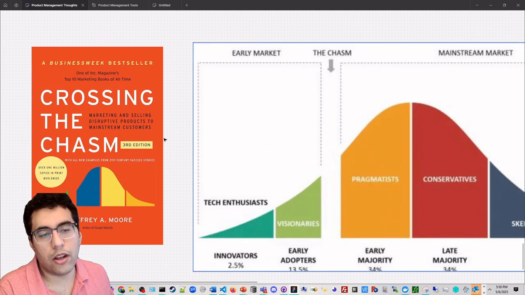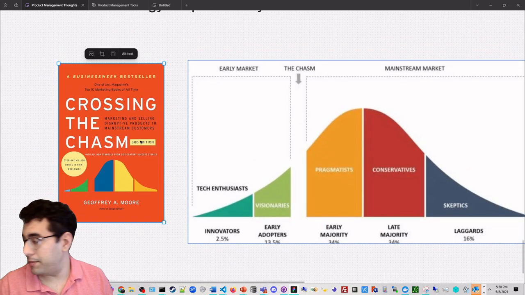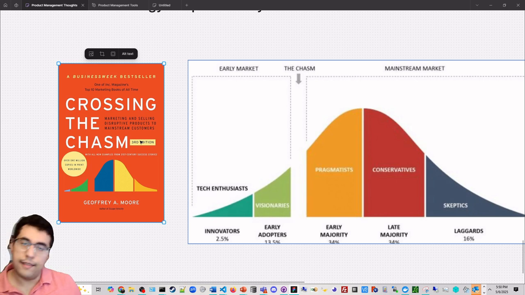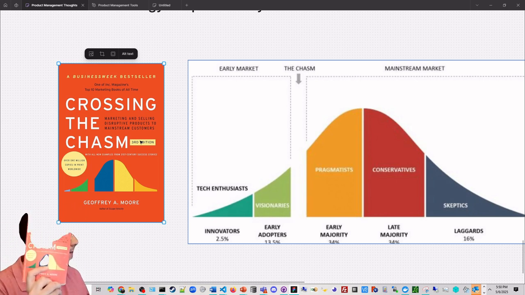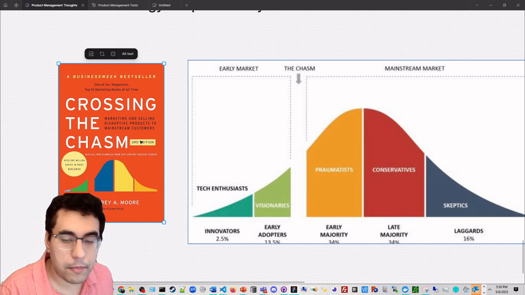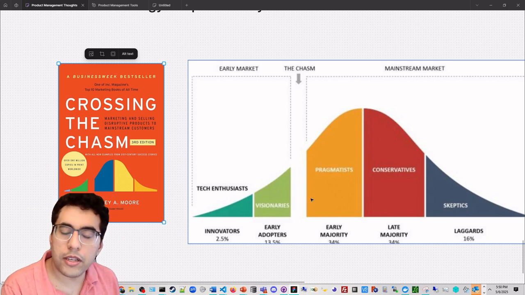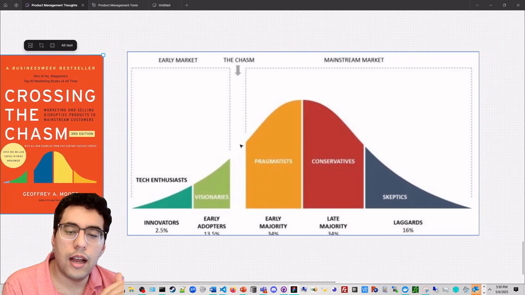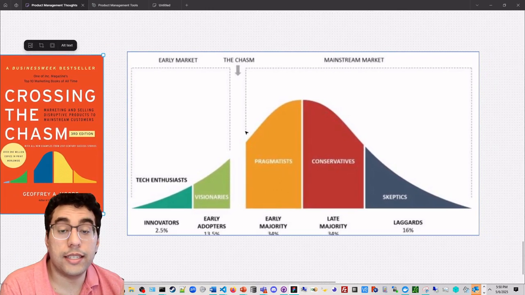So there's this book called Crossing the Chasm. I recommend you get it right here. I don't know if you can see it, but right here it's called Crossing the Chasm. It's worth the pickup. It describes a lot of the pitfalls high-end technology companies experience.